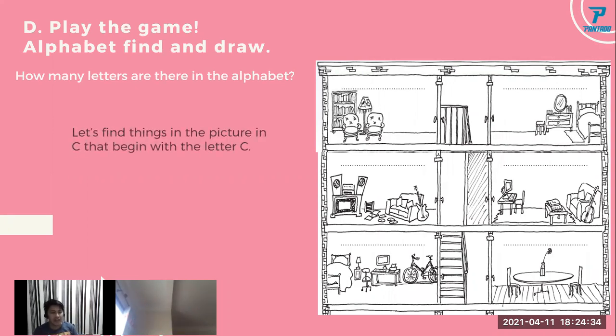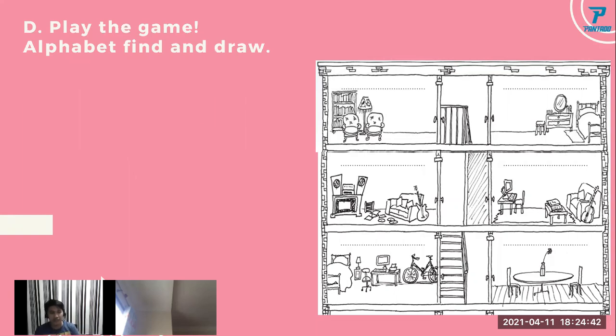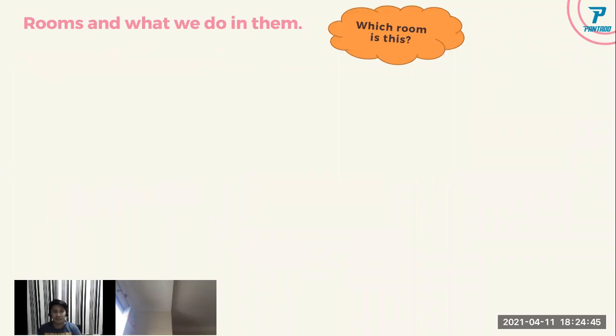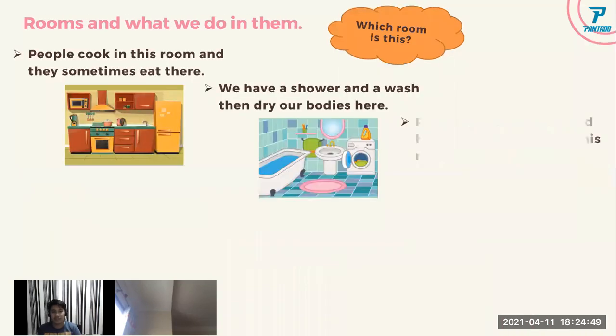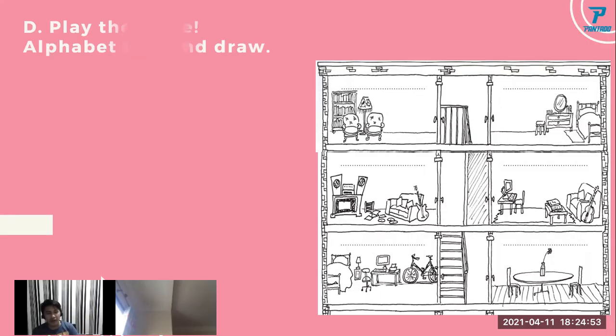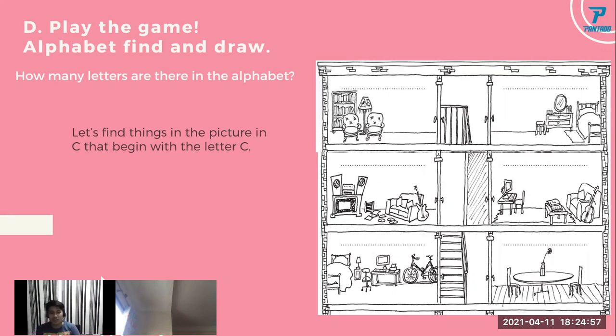Okay, let's find things in the picture that begin with the letter C. So these are pictures with C. Can you tell me what are the words that start with the letter C? You give me one. Chair. What else? Computer. Computer, very good. What else? Cabinet. Okay, cabinet. What else? You have chair, computer.